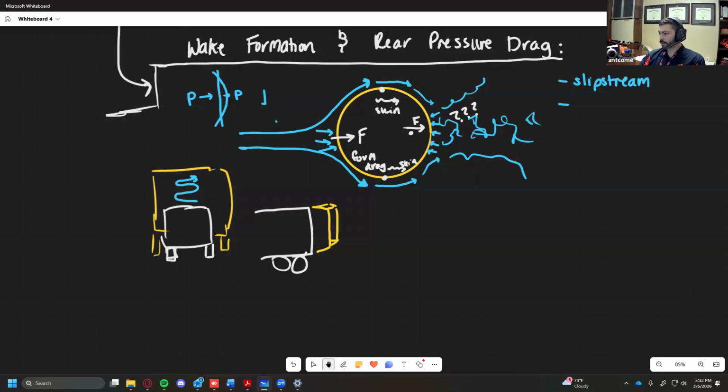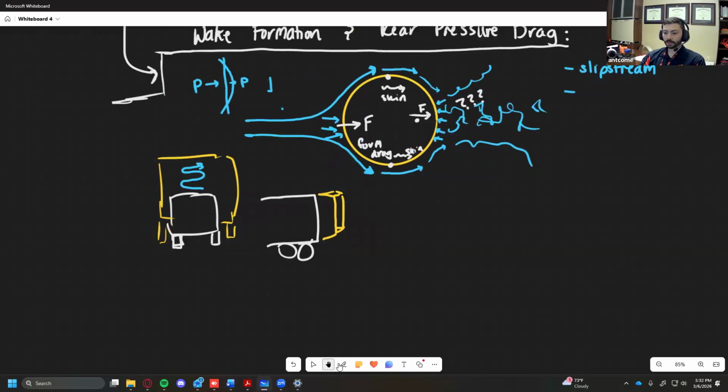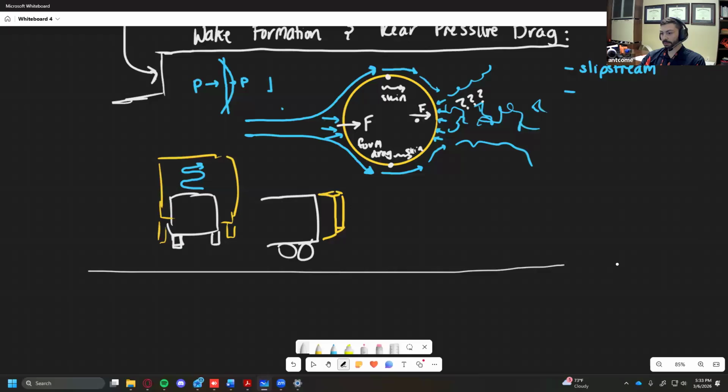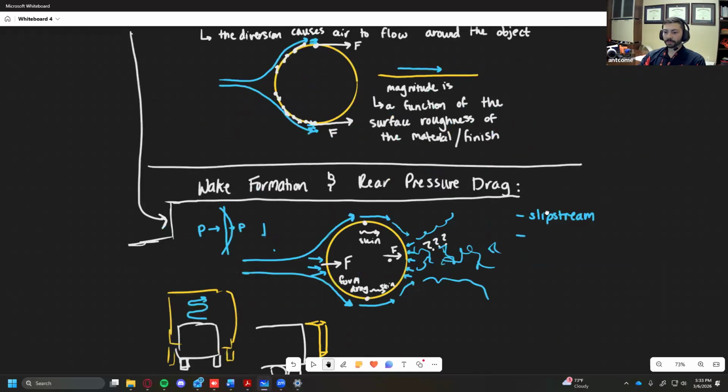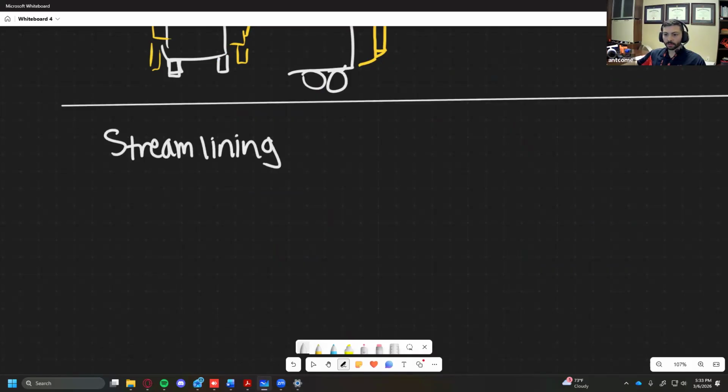All right, let's see, where was I? Parasitic drag. Okay, yes. So the real question here is how do we solve this problem of minimizing these three things? And the answer to that is a process called streamlining. We want to streamline this aircraft, or sorry, this object.